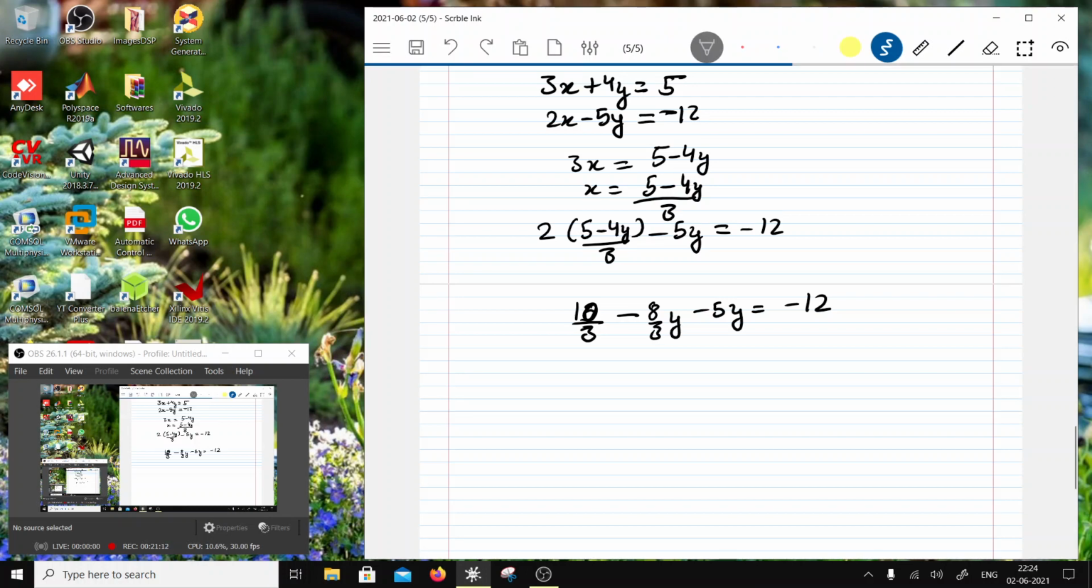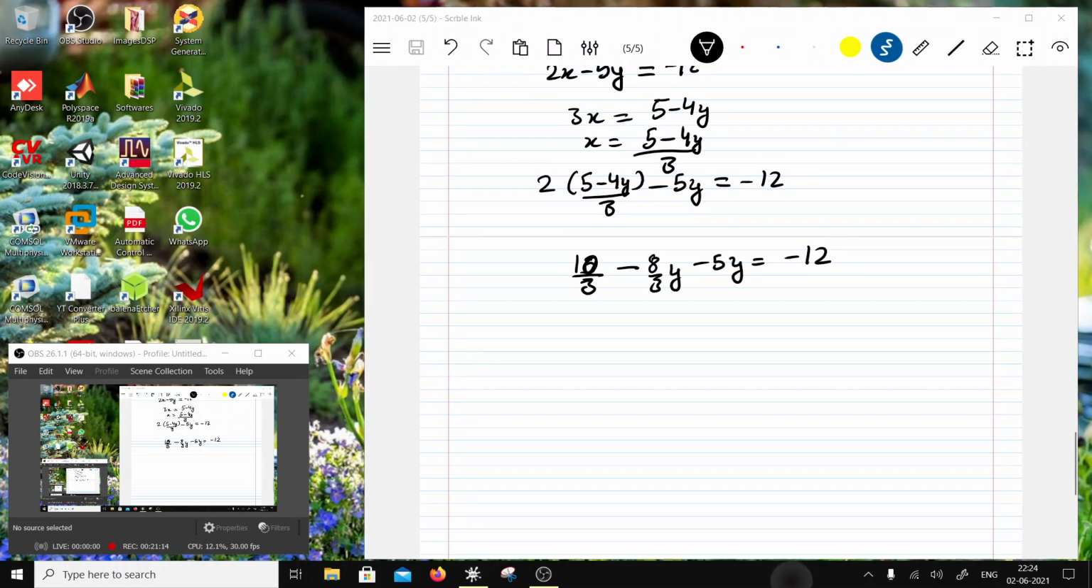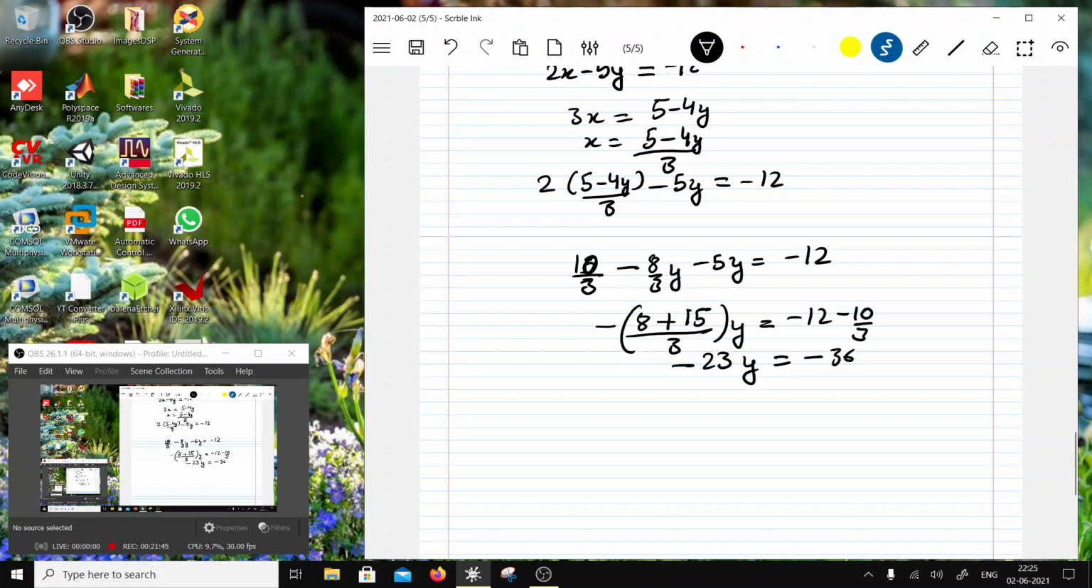Okay, now there is only one variable in the equation, which is y, so I can solve that. So I have minus 8 by 3, so 3 fives are 15 by 3, y would be equal to minus 12 minus 10 by 3. Basically minus 15 plus 8 is going to be 23y, and 3 is a common factor, minus 36 minus 10, 46 by 3.